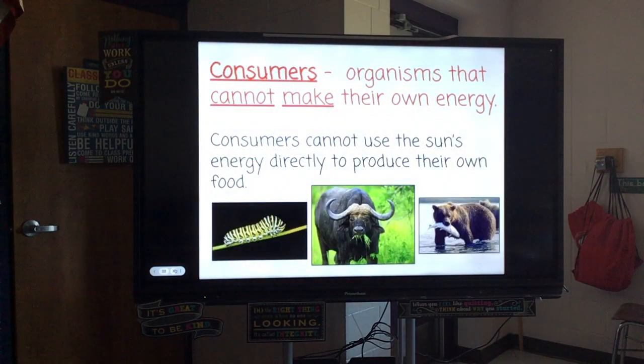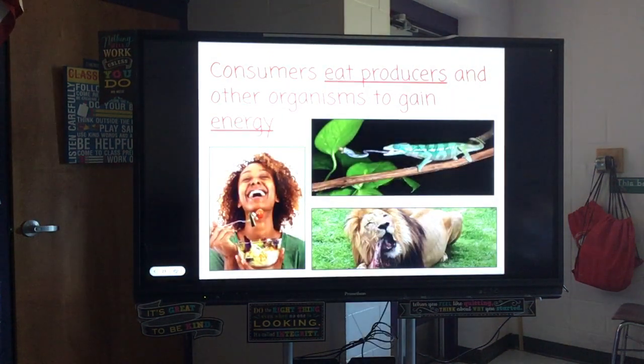Consumers are organisms that cannot make their own food, so they cannot use the sun's energy directly to produce their own food. Consumers eat producers and other organisms to gain energy.